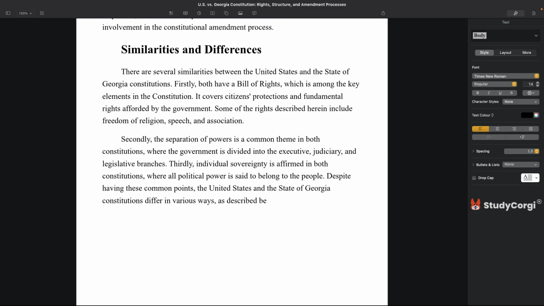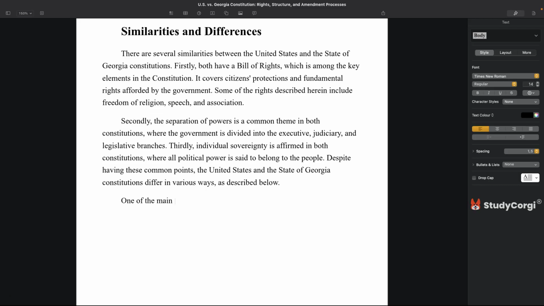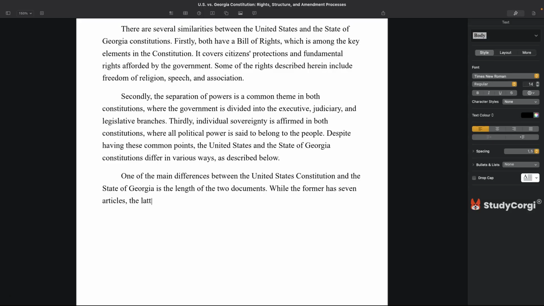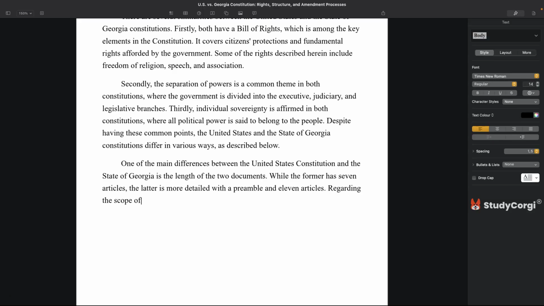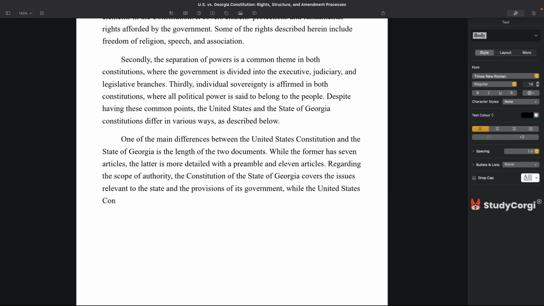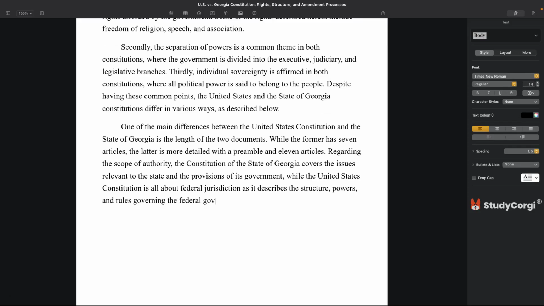ways, as described below. One of the main differences between the United States Constitution and the state of Georgia is the length of the two documents. While the former has 7 articles, the latter is more detailed with a preamble and 11 articles. Regarding the scope of authority, the Constitution of the state of Georgia covers the issues relevant to the state and the provisions of its government, while the United States Constitution is all about federal jurisdiction as it describes the structure, powers, and rules governing the federal government.